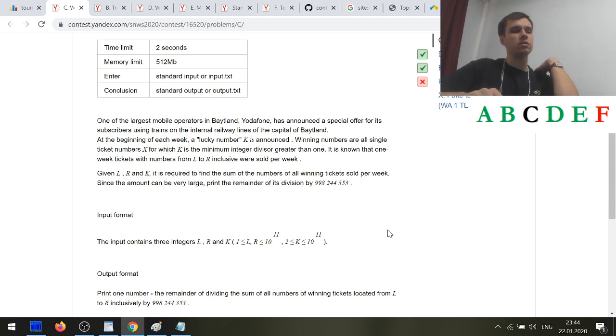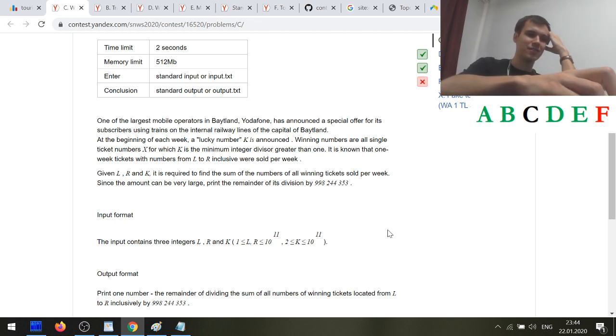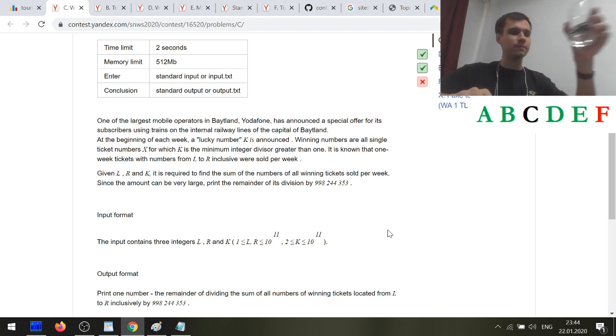But then maybe the number of primes is... Yeah, maybe the product will all overflow quickly, and then maybe this way works. But for some reason I thought it will not work. As the contest is now over, I think I will solve problem C sooner or later today.